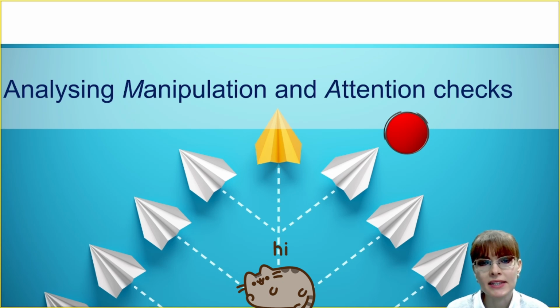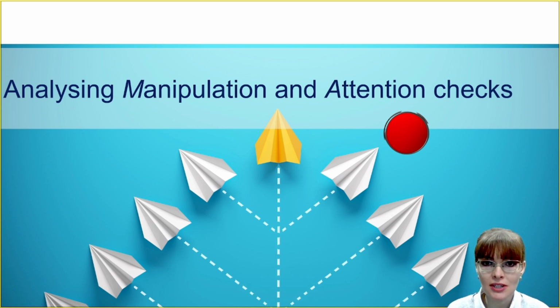Let's have a look now at the analysis of manipulation and attention checks and the ideal sequence of steps that need to be undertaken if you have both in your experiment. This video also assumes that you watched the first video that I made that explained what manipulation and attention checks are. If you haven't done that, please pause this video, watch the first video, and then continue with this one.